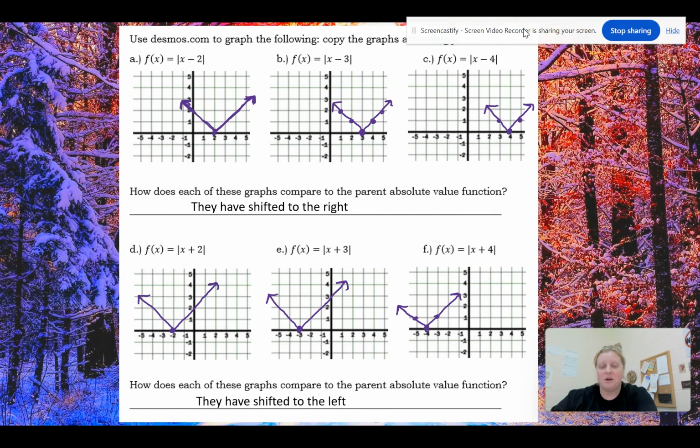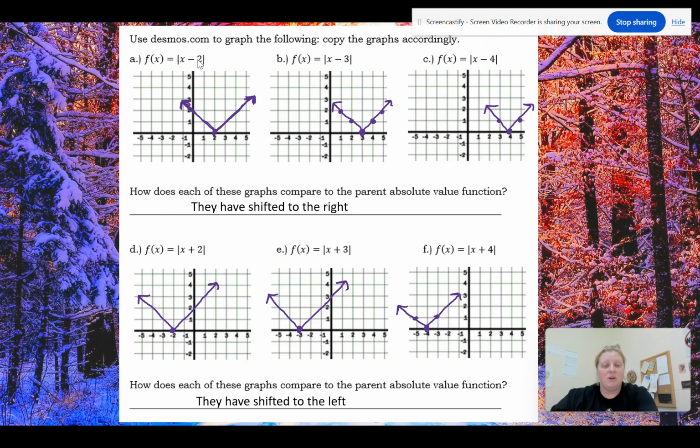And this right up here. So what would happen is for your first row, your vertexes would all shift to the right. So instead of being at 0, like it was in the last slide, now it's at 2. And then your graph would go up 1 over 1, up 1 over 1, and so on. Same thing here, except your vertex would now be at 3. And your vertex would be at 4.